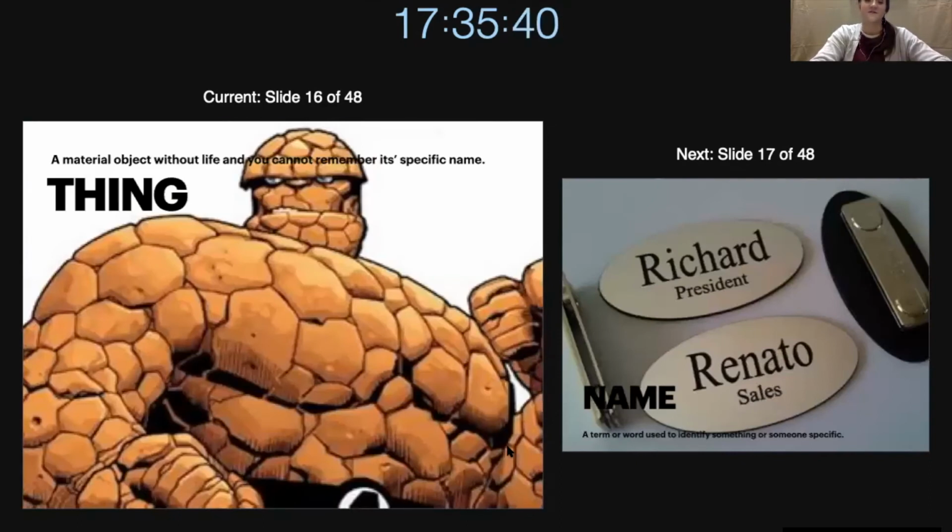So next one is thing. Thing is a very famous comic book character, but in English it actually refers to a material object without life, so definitely not this thing, that you cannot remember a specific name for. So if I say, what's this thing? It's an eraser. So it has a name, but I cannot remember what it's called. For another example, I can say, what is this thing? Then we can say, well, it's a pen. So it's a dead thing without breath, and we can give it a name later on.